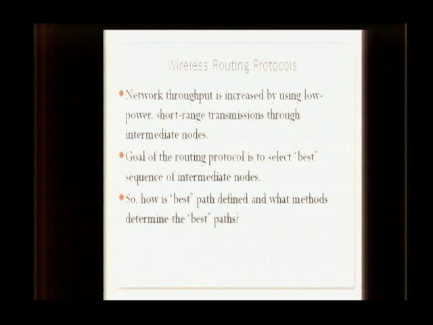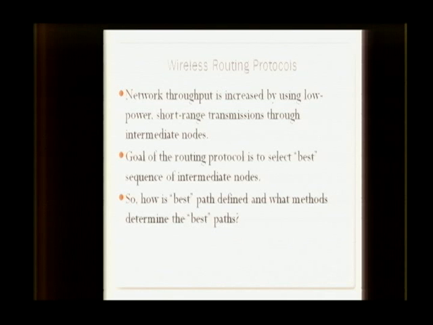Wireless routing protocols. Network throughput is increased by using low-power, short-range transmissions through intermediate nodes. The goal of the routing protocol, then, is to select the best sequence of intermediate nodes. So our question, then, is how is the best path defined? What criteria do we use to define the best path of intermediate nodes? And how do we find the best path of intermediate nodes?